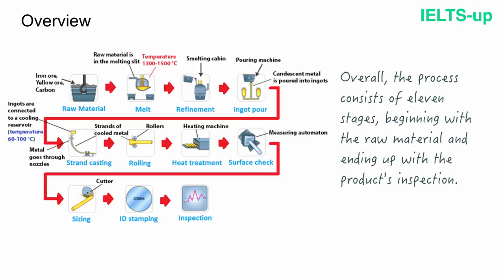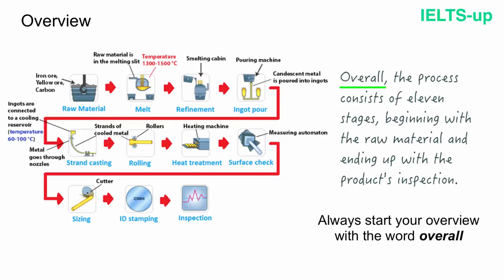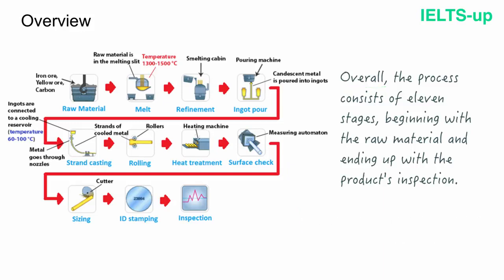My first word for the overview is overall. Always start your overview with the word overall. It indicates to the examiner that you are going to describe general trends. Then, I gave the number of stages. I used the phrase "the process consists of 11 stages" to do that.